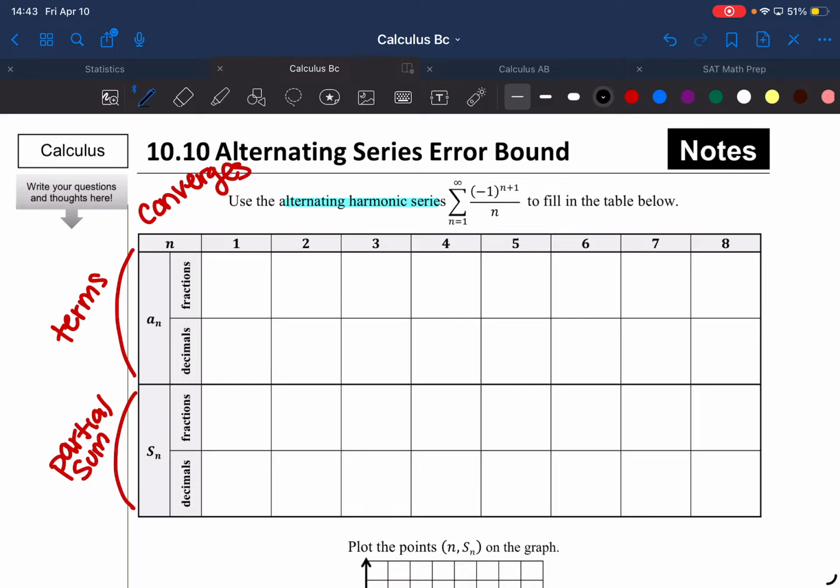Okay, so filling in this table, if you were to plug in 1 through 8 into the series for n, you would notice that the values are alternating from positive to negative and that the fractions are decreasing. Okay, so these are the values that you would get.